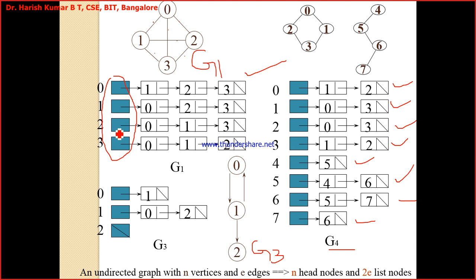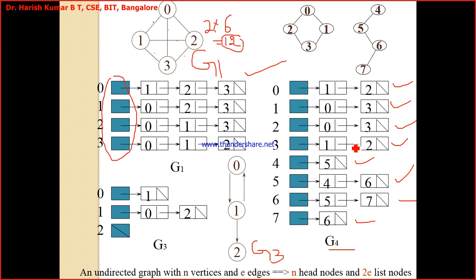So n head nodes and 2e list nodes. The number of edges e is now 1, 2, 3, 4, 5, 6. 6 edges are there. 2 into 6 is equal to 12. Now 3 plus 3 is 6, 6 plus 3 is 9, 9 plus 3 is 12. So the number of list nodes, excluding the head nodes, required is equal to 2e, that is 2 into the number of edges, so that is 12.